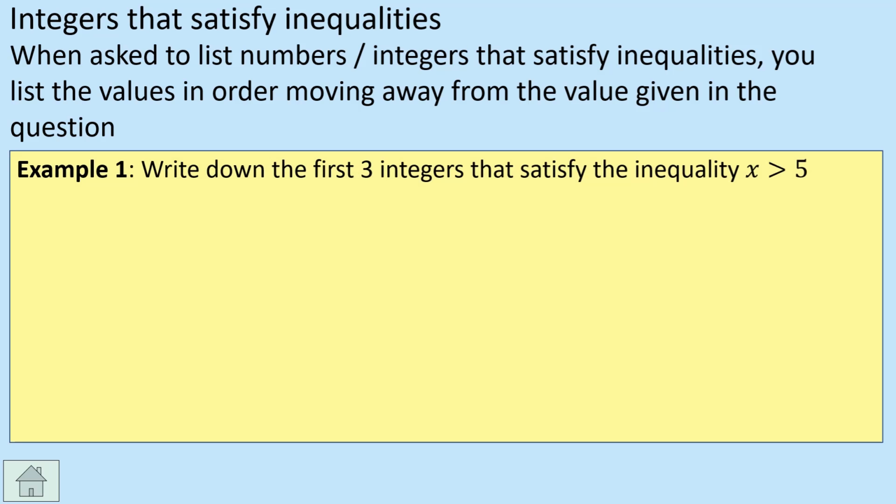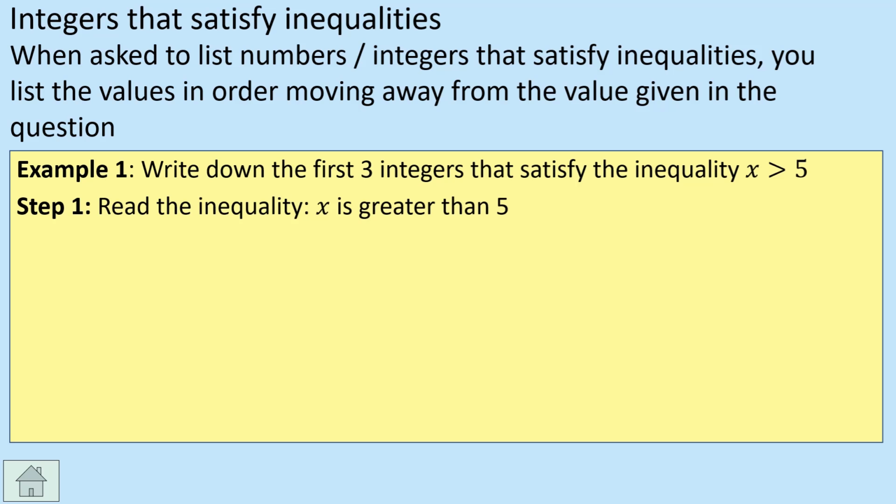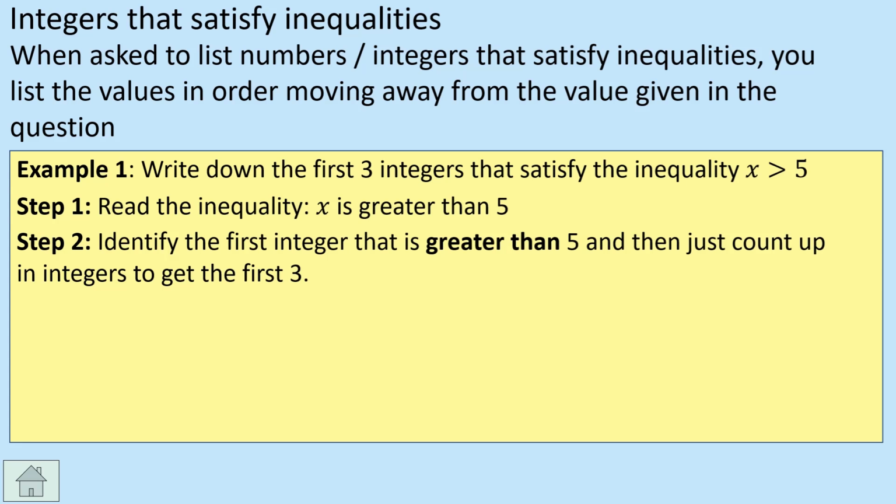If you're asked to write down the first three integers that satisfy the inequality x is greater than 5, then we're looking at the first three whole numbers which are bigger than 5. Reading the inequality, x is greater than 5, and we're now just looking to identify what those are, so literally just count up from there. The next number up is 6, then 7, and then 8, and that is your first three integers which are greater than 5.